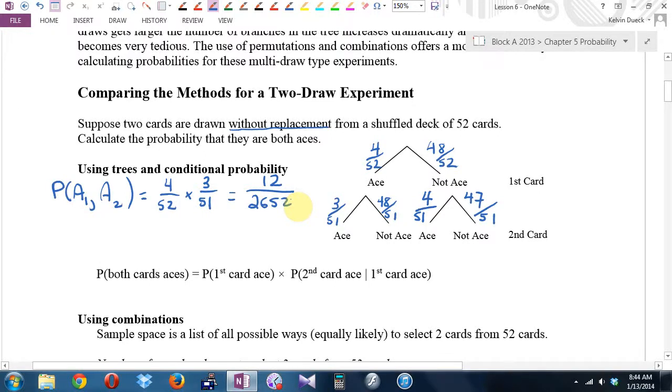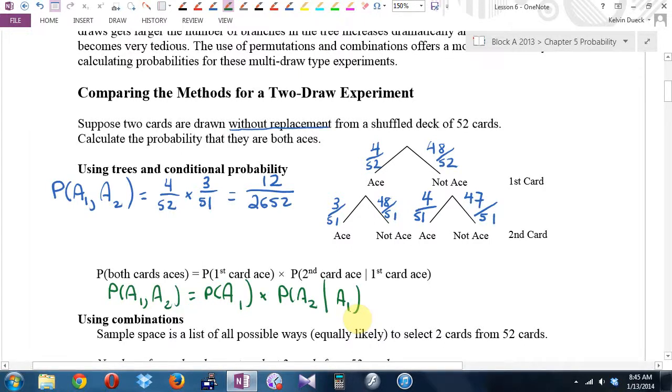Okay. By the way, the other way to write this in terms of a formula, the probability of ace 1 and ace 2 is the probability of ace 1, that's the 4 out of 52, times the probability that the second card is an ace given that the first card is an ace. The probability of ace 2 given ace 1. That's that 3 out of 51. Now that's a given as well. You're not going backwards up the tree.